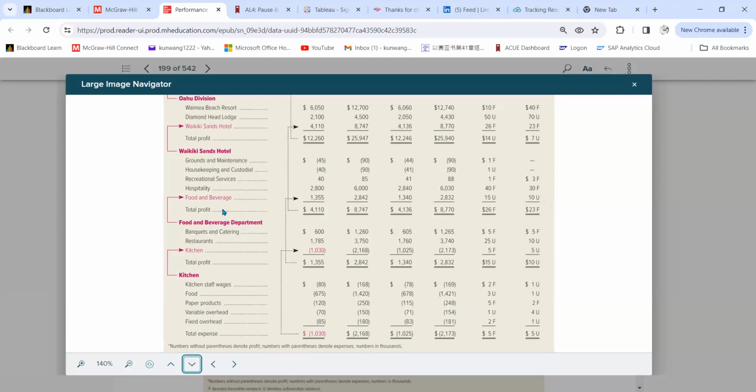Now we roll the food and beverage up to the overall hotel as a division, like a profit center. Under your hotel, we have grounds and maintenance. That's a pure cost center, right? Housekeeping and custodial should be a cost center too. Recreational services, I'm thinking, is a cost center as well. And then hospitality is the revenue center, because that's the one that sells the rooms and handles the customer revenues. Plus the food and beverage, which is the profit center, because that's the revenue we earned.